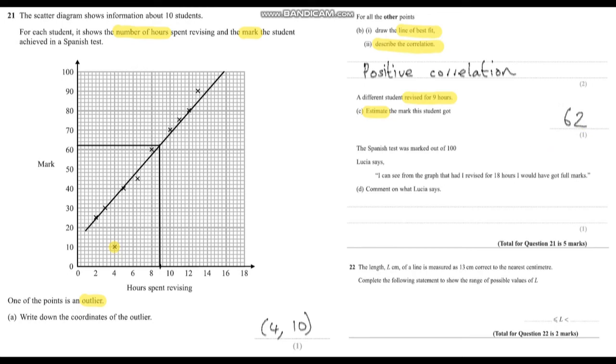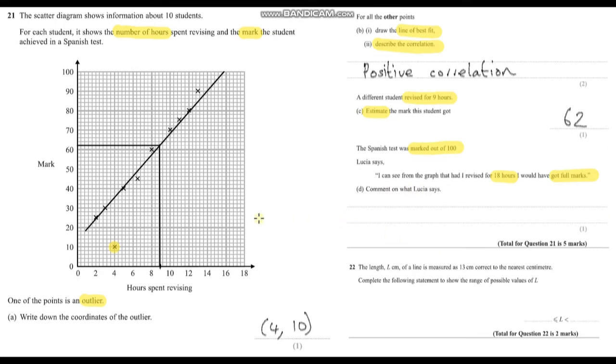And it seems for this question, as long as you give an answer between 60 and 70, you get given the mark. So there's quite a wide margin for error with this particular question. So let's move on now. The Spanish test was marked out of 100. Lucia says, I can see from the graph that had I revised for 18 hours, I would have got 4 marks. Comment on what Lucia says.